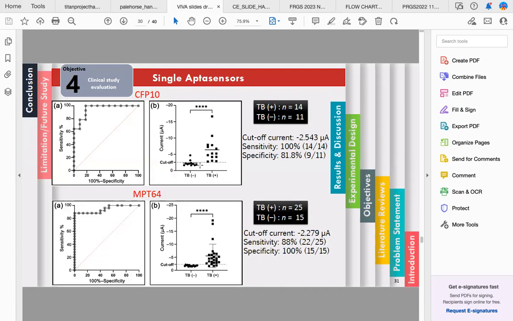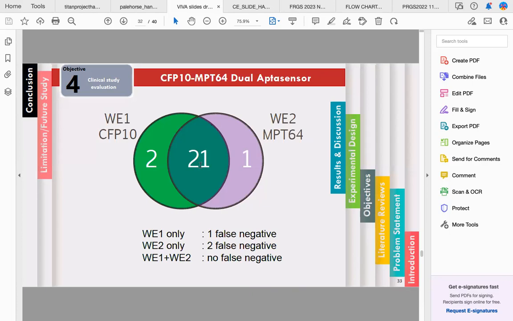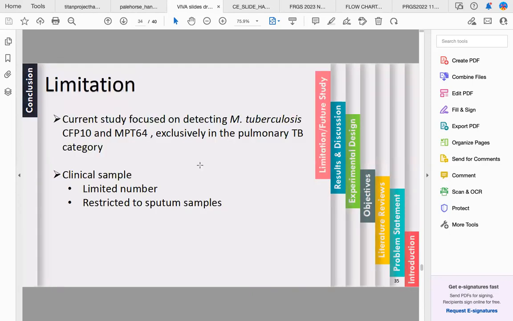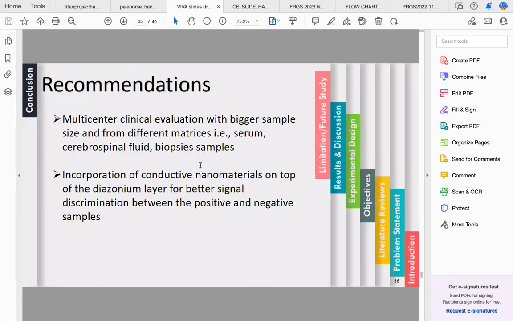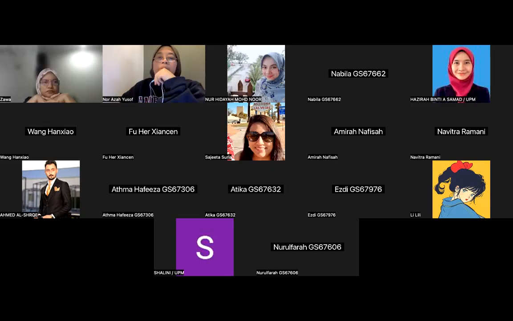This is the usage of statistics. A lot of statistics is used here. Detection limit, limitations and recommendations, and of course the final conclusion. So this one, I consider an example of good slide presentation.